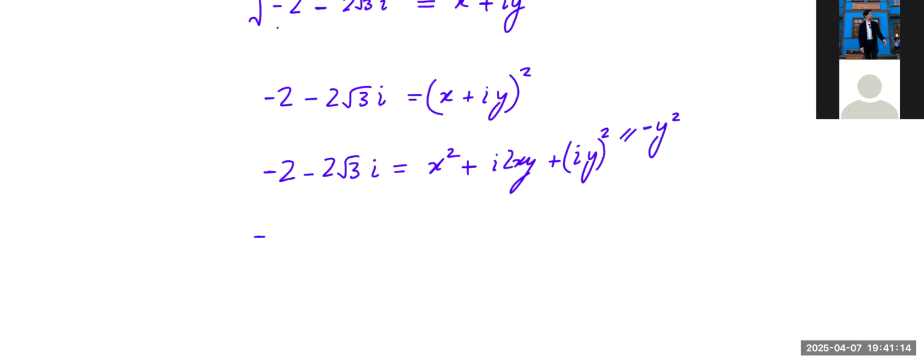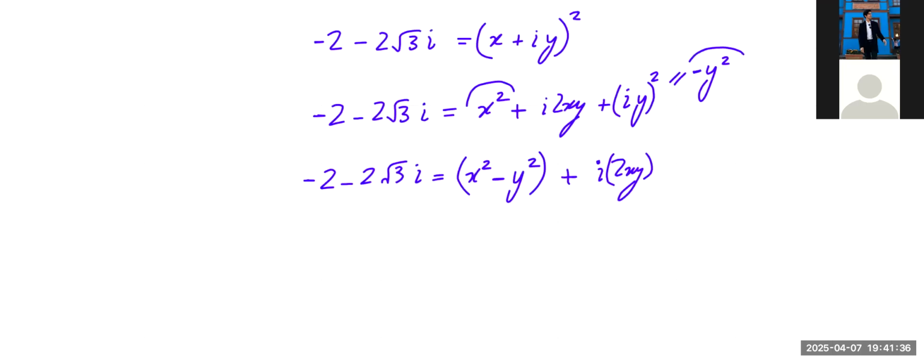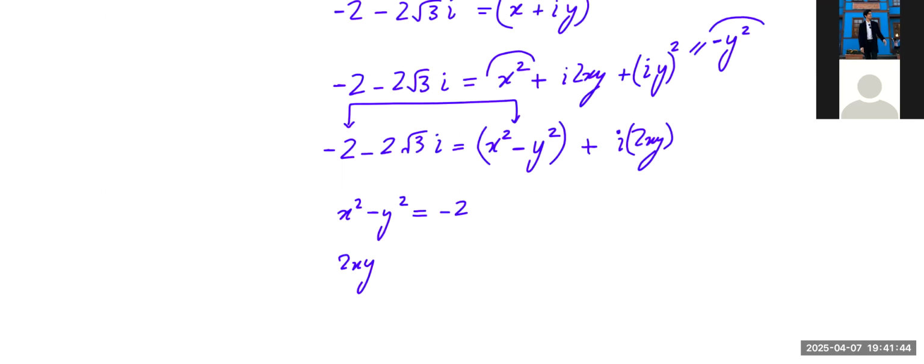Now we have -2 minus 2 root 3 i equals x squared minus y squared plus i times 2xy. So I'm basically just writing the real parts, with no i's in them, combined, and the i part on the right. Do you agree? Okay. And the reason I did this is because now I'm going to conclude that x squared minus y squared must be equal to negative 2, and 2xy must be equal to negative 2 root 3, right?